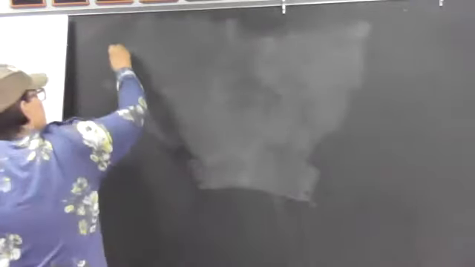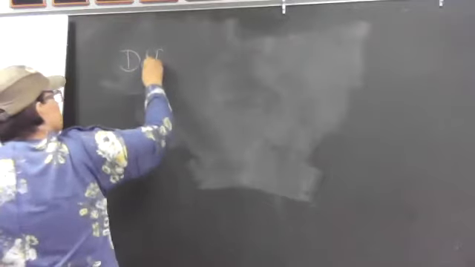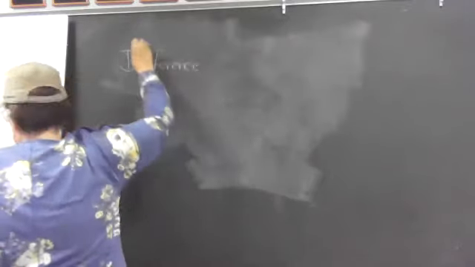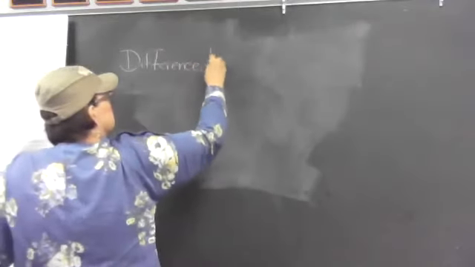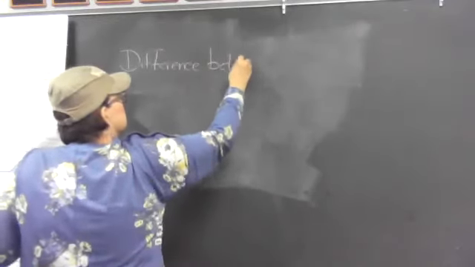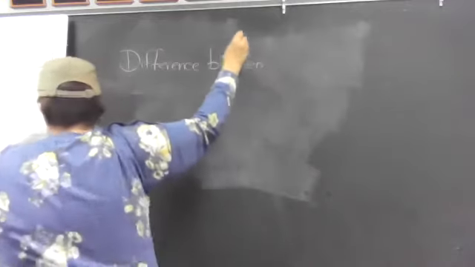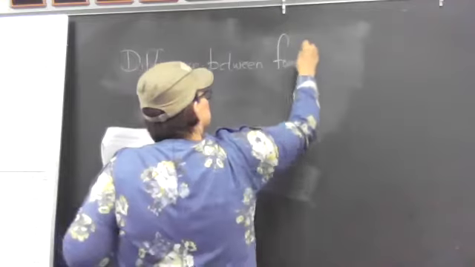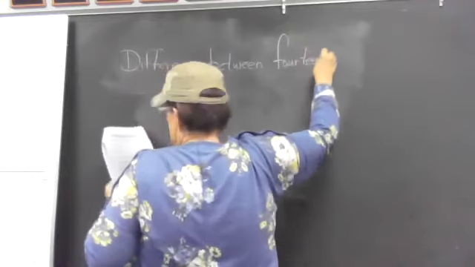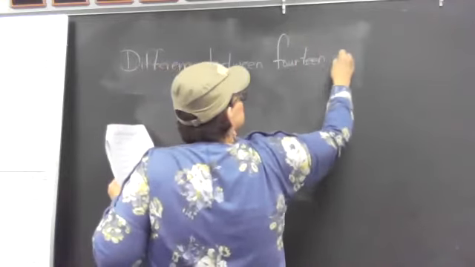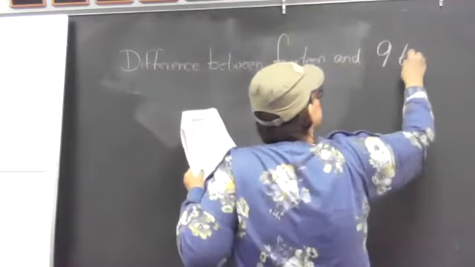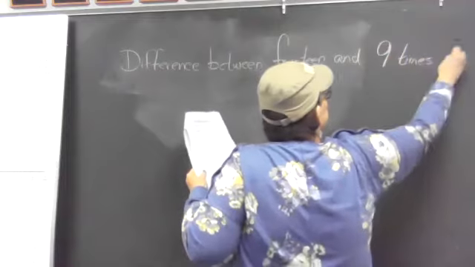Okay. We're on number 7, and number 7 says the difference between 14 and 9 times C.